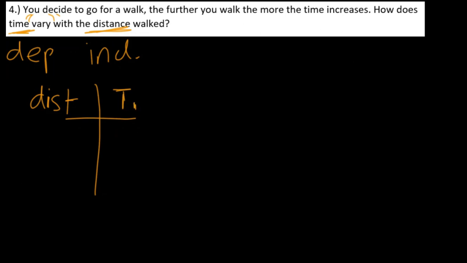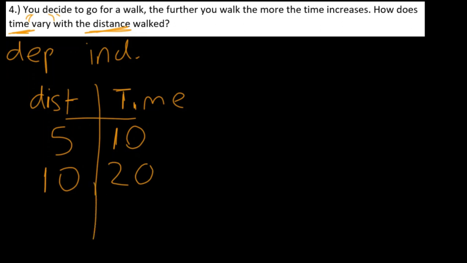Okay. And so let's just think about this really, really concretely. Let's say you walk, let's choose blocks. Let's say you walk 5 blocks. And let's say 5 blocks takes you 10 minutes. And the units don't even matter here. But let's say you decide to walk 10 blocks. Well, if you walk twice the distance, you're going to walk twice the amount of time.